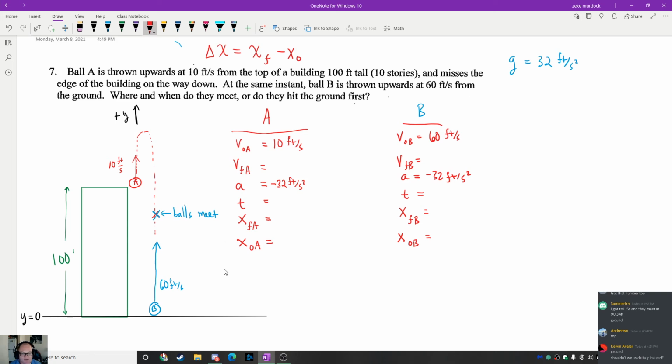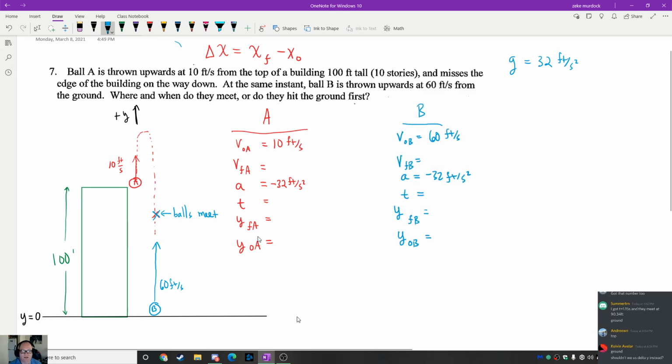You want to use delta y? Yeah, we can use delta y. That's fine. That's probably what we should use since I gave you a y coordinate. Sorry about that. Thank you for pointing that out. All right, so this is going to be y final for A, y initial for A, y final for B, and y initial for B. So let's fill out what we know, and let's make all these over here blue.